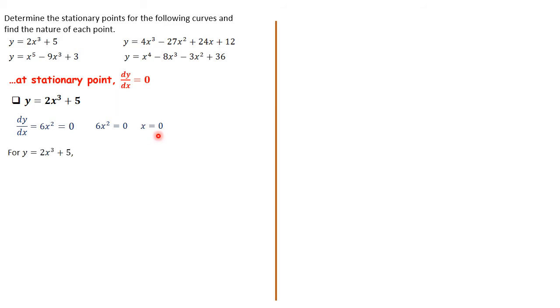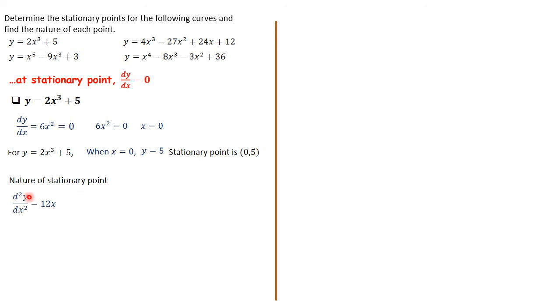So please notice that for the same equation, for the same curve there, when x is equal to 0, y is 5. Therefore, the stationary point is this point (0, 5). That is the stationary point. We want to find out what type of turning point it is, the nature of the stationary point. So we do it this way.